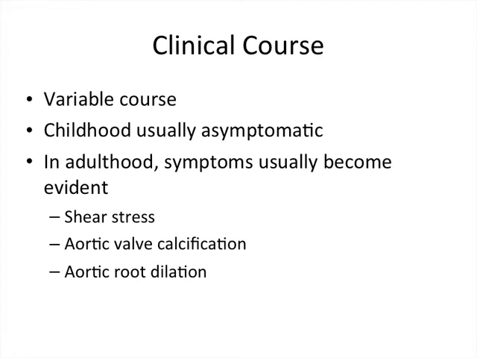Shear stress of blood flow across the abnormal bicuspid aortic valve leads to aortic valve calcification and aortic root dilation. Stenosis of the bicuspid aortic valve certainly occurs at an earlier time period than that of senile calcific aortic stenosis, which is seen much later in life, usually in the 6th to 8th decade.